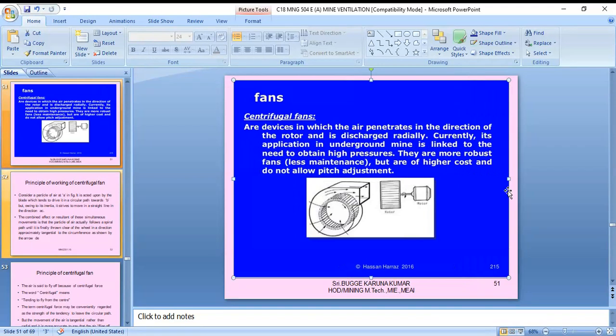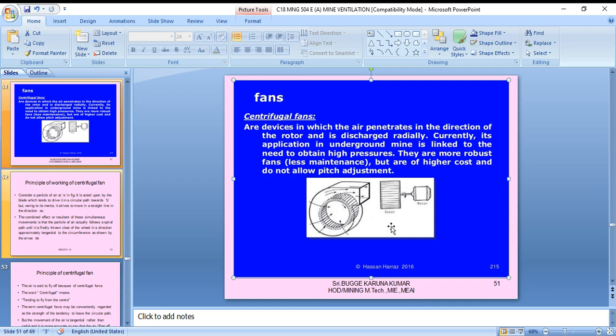Centrifugal fans are a device in which the air penetrates in the direction of the rotor and is discharged radially. Currently, its application in underground mines is linked to the need to obtain high pressures. They are more robust fans with less maintenance, but are of higher cost and do not allow pitch adjustments. So this is the one we present.